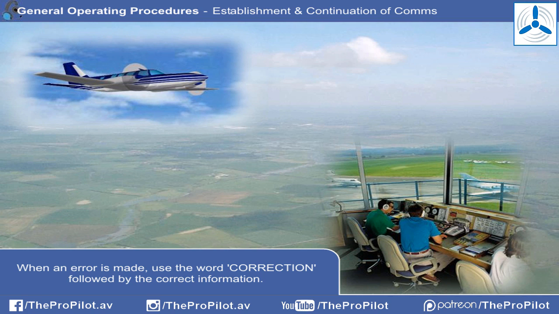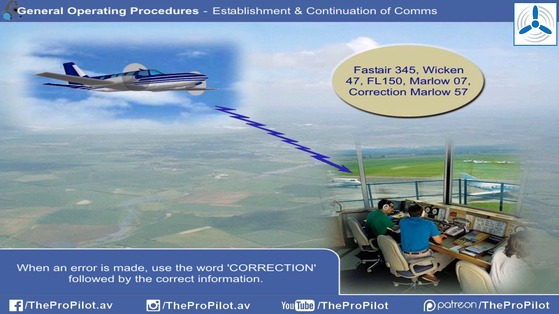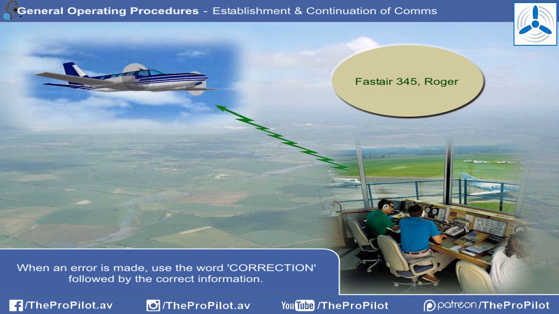When an error is made in a transmission, the word correction shall be spoken, the last correct group or phrase repeated, and then the correct version transmitted. Fast Air 345, Wicken 47, flight level 150, Marlow 07, correction, Marlow 57. Fast Air 345, Roger.